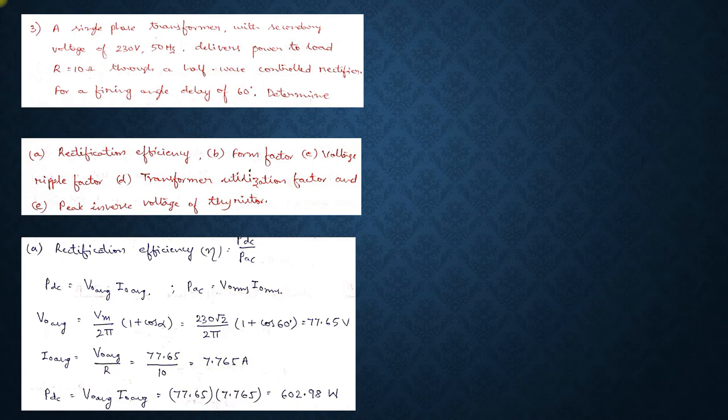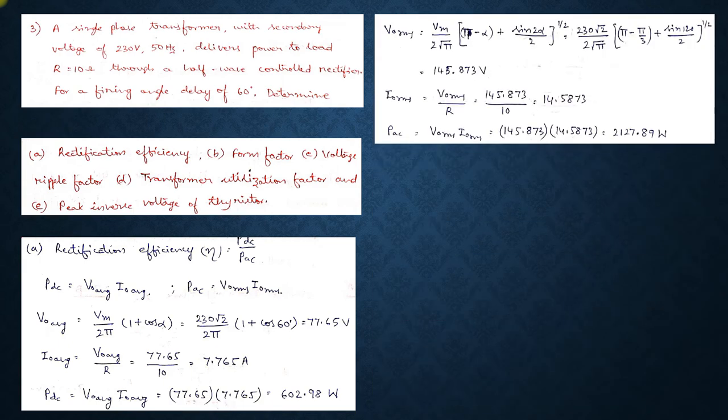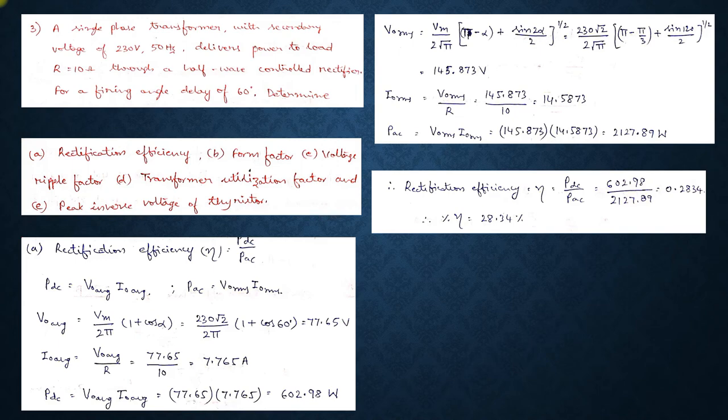So rectification efficiency means output power by input power. Output is DC, input is AC. DC means V naught average into I naught average. AC means V naught RMS and I naught RMS. So find out V naught average and I naught average and multiply them, you will get PDC. Simple. Next one, find out V naught RMS, I naught RMS, multiply them, you will get PAC. Very simple.